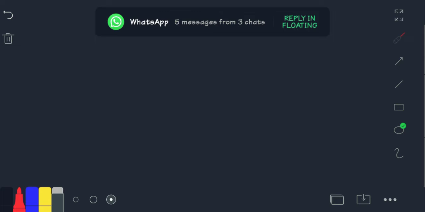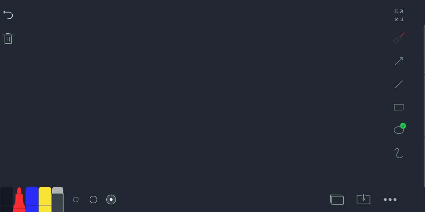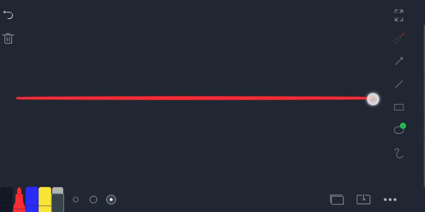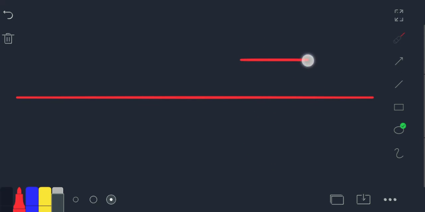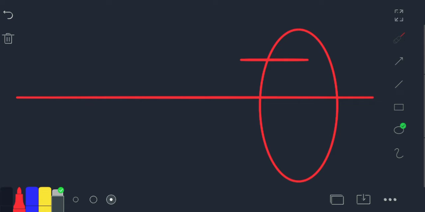So what does this rule tell? It tells that if the incident ray passes through the center of curvature... this is the principal axis, and this is our concave mirror. Maybe this will be our center of curvature, and this will be our focus. And this is our center of curvature. This is not perfect, the measurements are not perfect, so you can make it perfect.